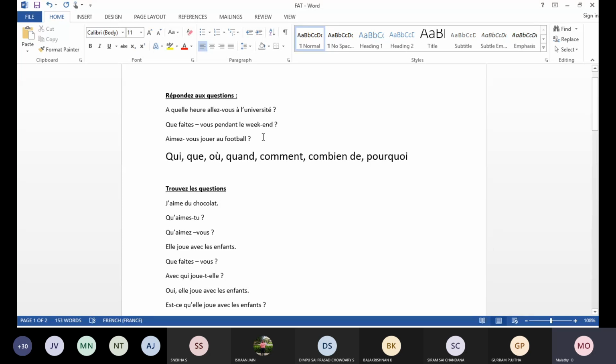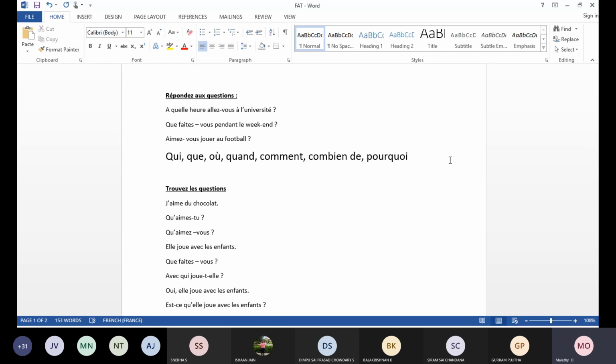So hope you understood the questions. If not, please try to understand. I'm not going to give the answers for this. You've got to understand the question and try answering it. So before getting into the meaning, you need to know about these words which are given below. The words qui, que, où, quand, comment, combien de, and pourquoi. These are the interrogative words that you should know the meaning of to really understand the questions asked above.